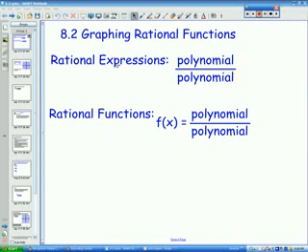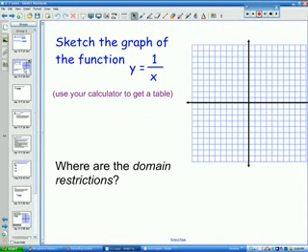rational functions. A rational expression is just a polynomial divided by a polynomial. A rational function is the same thing, it's just a function equals polynomial over polynomial. So let's get into today's stuff. The first slide of the day says sketch the graph of the function y equals 1 over x. So why don't you get your calculator out to find a table, and I'll do that here.